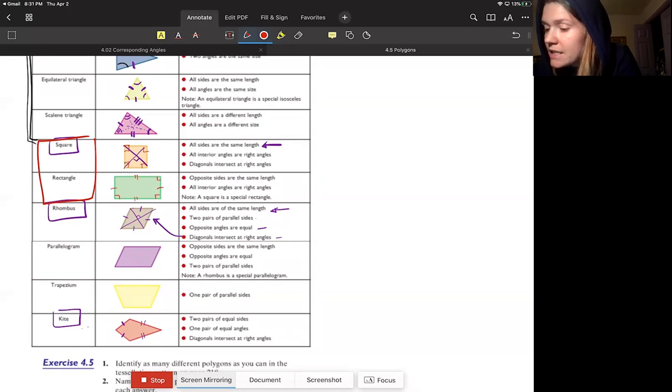A parallelogram is kind of like the rhombus for the rectangle, right? Where you take this rectangle and you put some pressure on the top and it slants to the side. So opposing sides are equal to one another, and two pairs of parallel sides, opposite sides are equal.